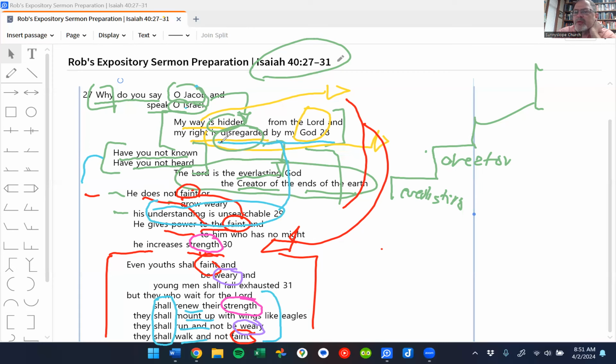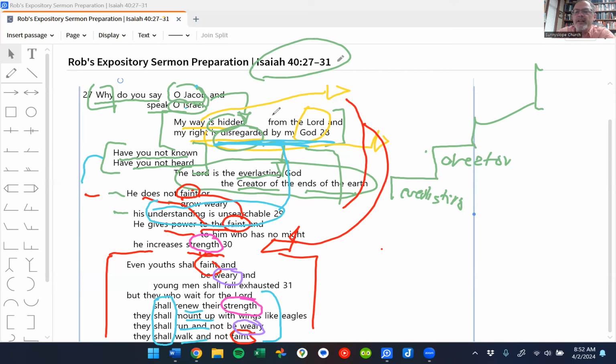Up here, the people are saying, God is disregarding our situation, and the prophet is instead saying, no, just because your situation is difficult does not mean that God has disregarded you. It just means that you probably don't understand it. You're trying to understand an infinite God, and that's obviously very difficult to do. So he's sort of correcting that misunderstanding.